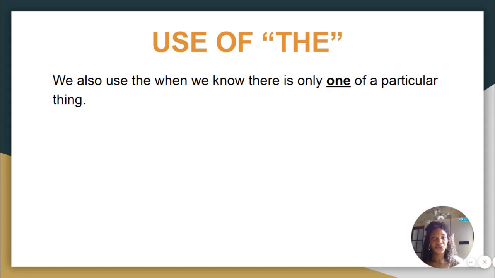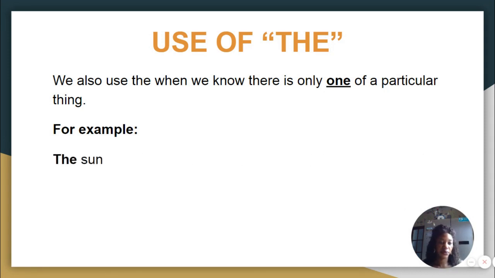Comment on utilise le the encore? We also use the when we know there is only one of the particular things. On utilise aussi le the lorsque la chose est unique. Par exemple, the sun, donc c'est unique, il y a seulement un seul soleil. On peut utiliser le the pour le signifier. The wind, le vent, et le monde, the world.